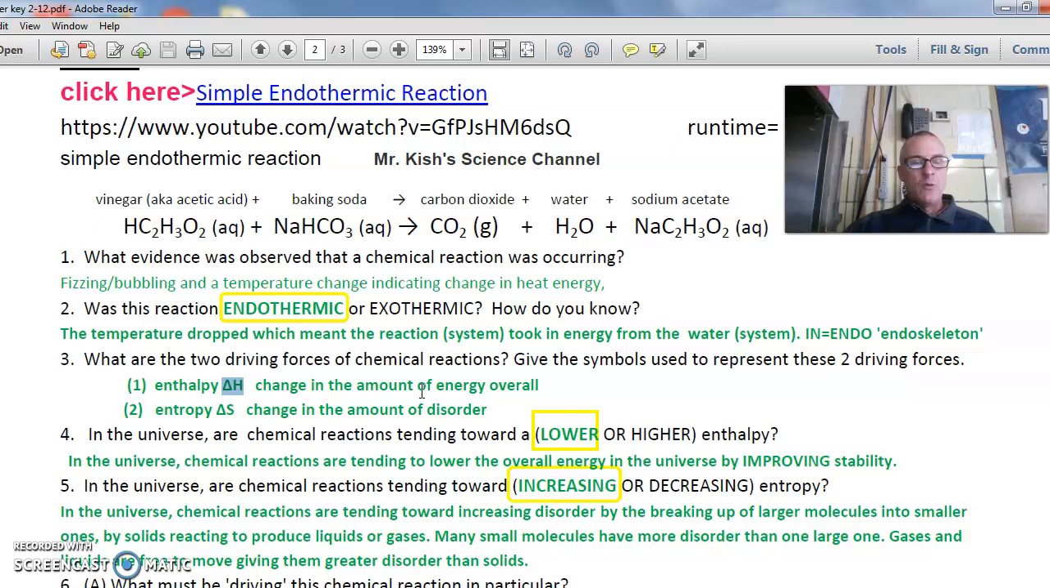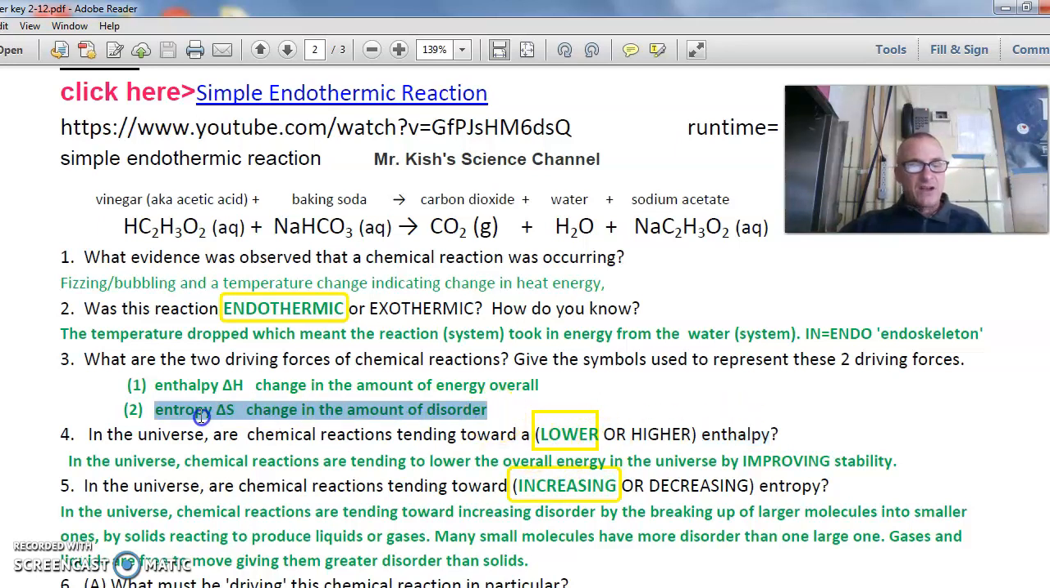We know that in the universe, things are tending towards a lower energy. So when we look at number 4, in the universe, chemical reactions are tending towards lower energy, or enthalpy. That means the energy out, being released from the reaction, is more than the energy taken in. Things are tending towards a lower energy. Lower energy means improved stability. The famous trade-off: lowering energy means that chemical reactions are trying to improve stability.